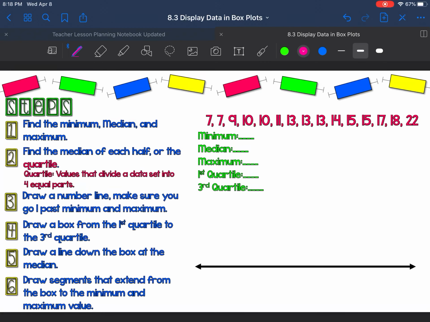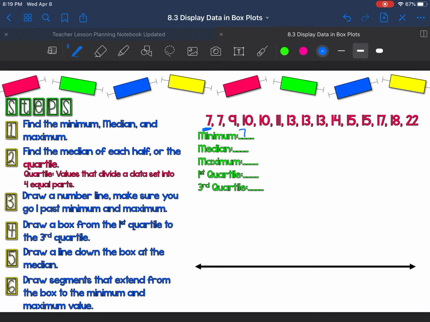So when we're making our box plots, we're going to do 6 easy, simple steps, good to go. The first thing we want to do is find our minimum, our median, and our maximum. Easy peasy. Remember, our minimum is our smallest number. So we're going to go to our very smallest number. Now my numbers are already in counting order. That's good. If our numbers weren't, we would want to put them in the correct order. But since they are done for us, we can just move on.